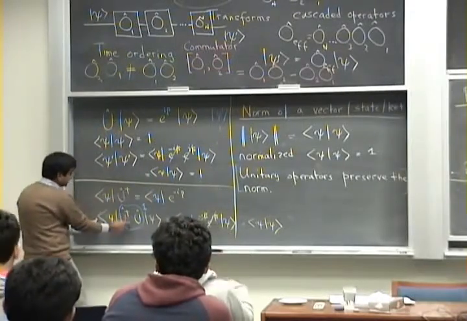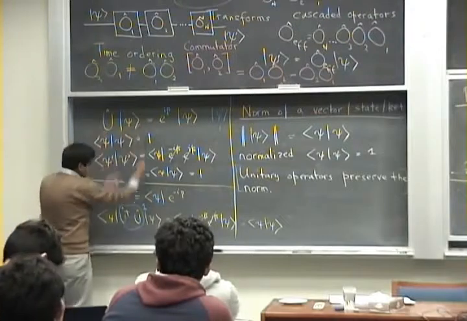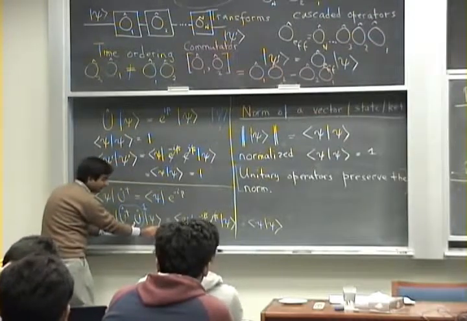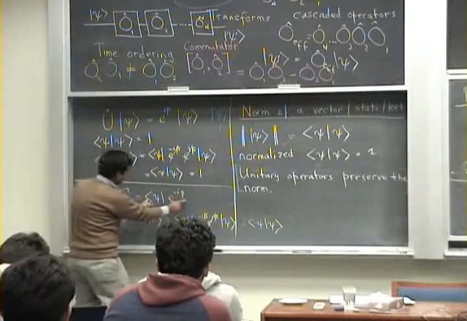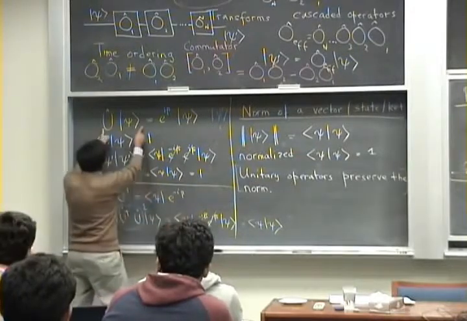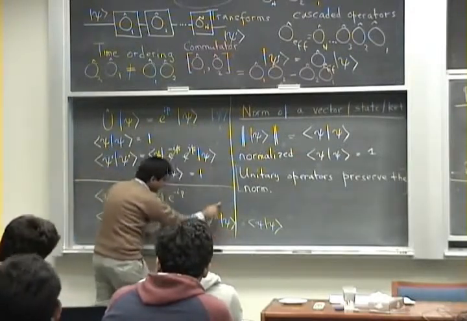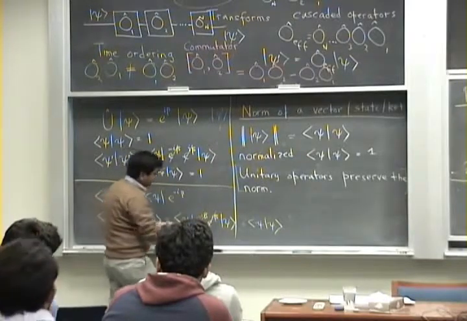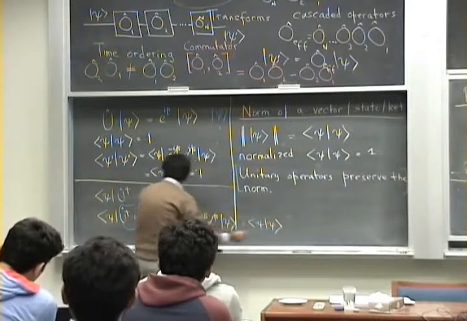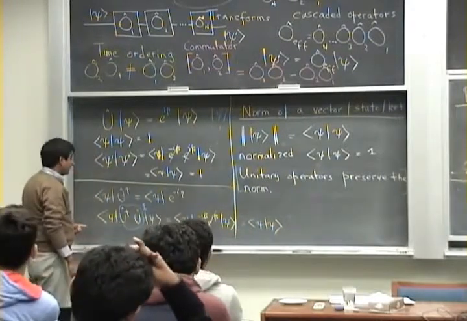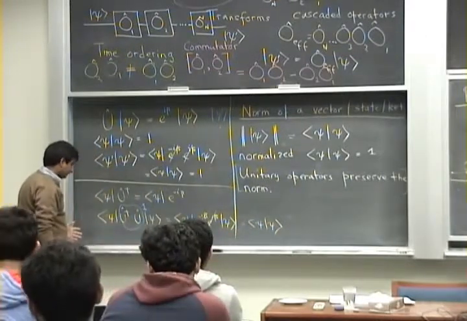So I just write this expression here, and I write this expression here. Now this must equal this, so I write this here. These cancel out, and I get the norm of the original vector. But the norm of the original vector is 1.